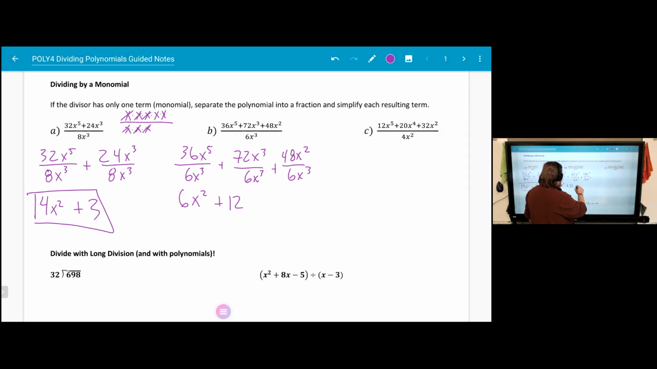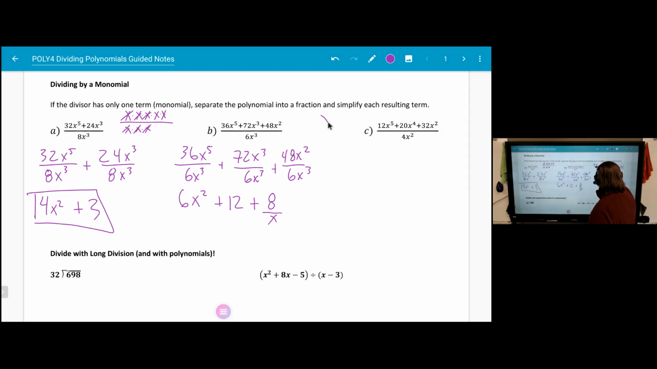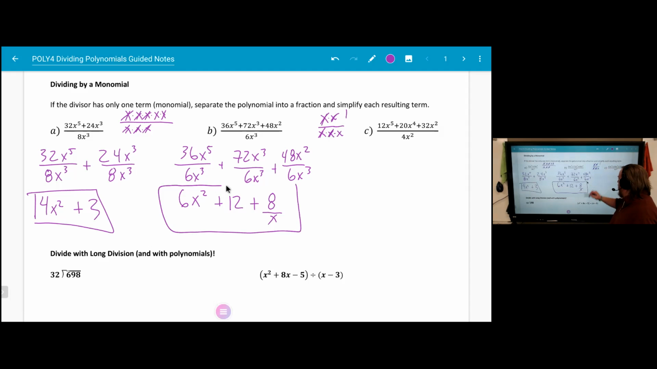Now here's an interesting one. 48 divided by 6 is 8, but I've got more x's on the bottom than on top. I'm going to just leave this as 8 divided by x, because this is like x times x divided by x times x times x. I'm left with 1 on top and x on bottom. 1 times 8 is 8. It simplifies to this right here.